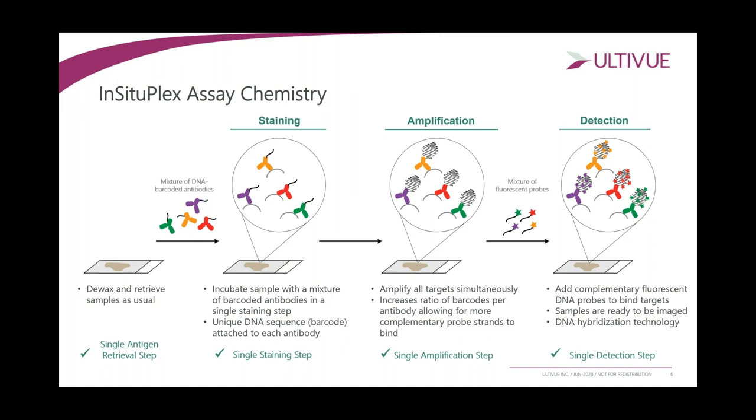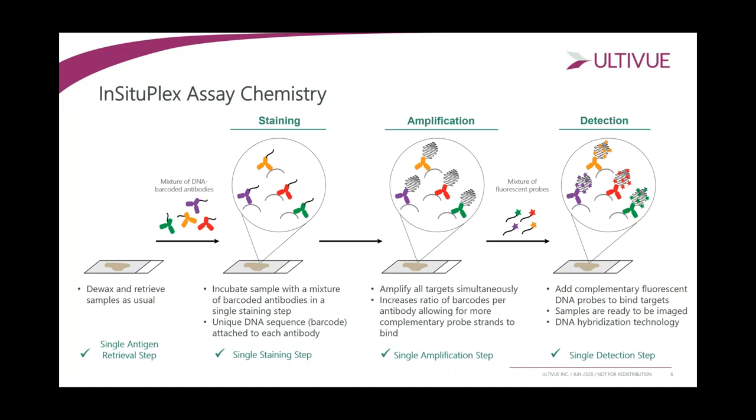Now, each of those antibodies is linked to a DNA barcode, and these DNA barcodes within themselves are unique. And then after those antibodies have stained to their epitopes, now we're going to amplify those barcodes. And this is where the InSituPlex technology differentiates itself from other barcoding technologies you might be familiar with. It's this amplification. It's the ability to take these DNA barcodes and create these tandem repeats, and that's going to be really important later, as you'll see.